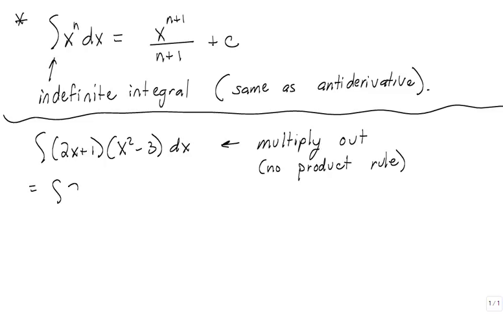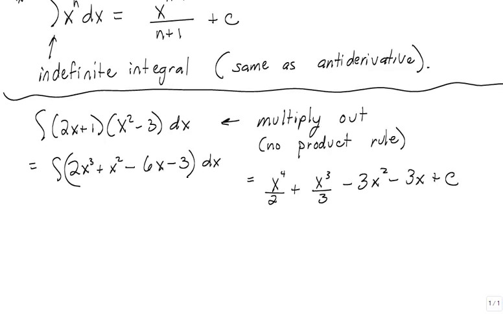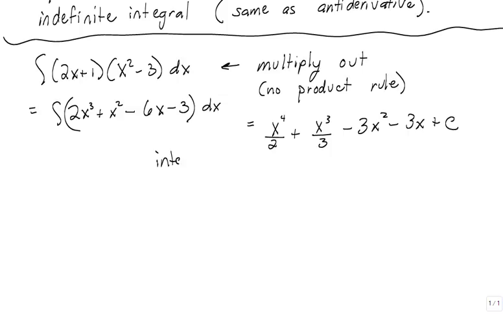So that would be the integral of 2x cubed plus x squared minus 6x minus 3. And you would integrate term by term, so that would be x to the 4th over 2 plus x cubed over 3 minus 3x squared minus 3x plus c. So you integrate term by term. You can't just integrate one term and integrate the other term. You can't break them up like that. So that's the deal for multiplication.